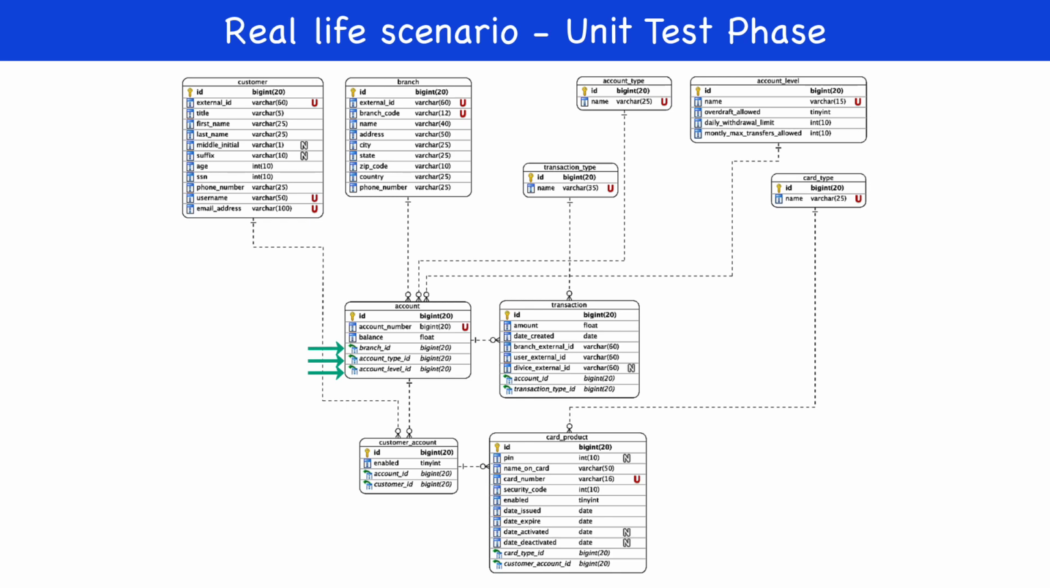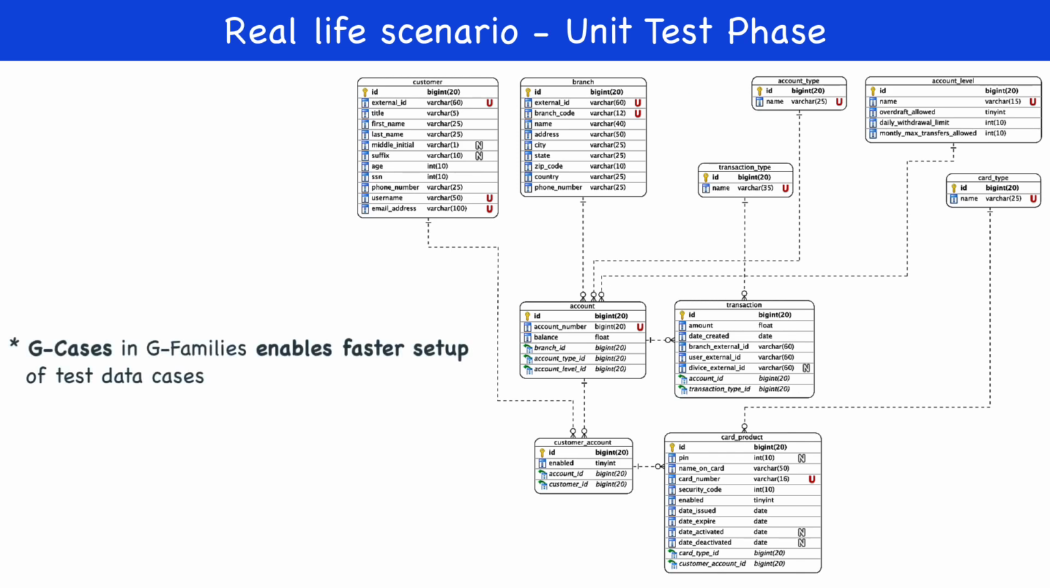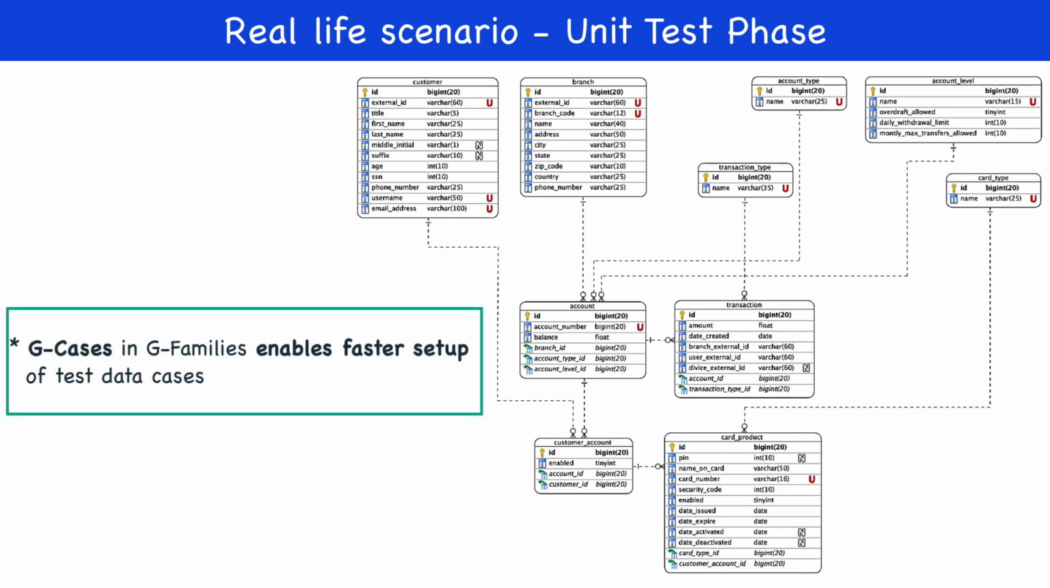They connect to and refer to three different tables. For setting up the test data on the account table, we need to ensure referential integrity by setting up the test data for the branch, account level and account type tables before the account table. This is where G-cases from G-families comes to the rescue, enabling a swift setup of test data cases that generate the data exclusively for the required tables.